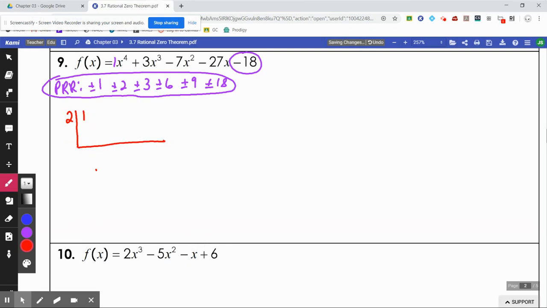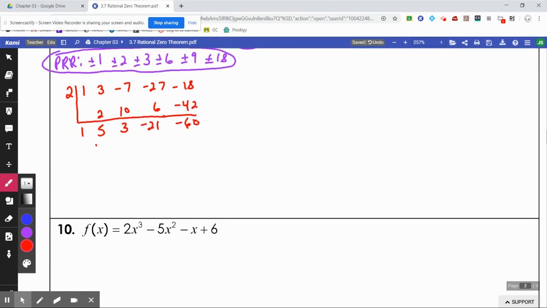My coefficients are 1, 3, -7, -27, and -18. Bring it down, multiply, add, multiply, add, multiply: -21, -42, -60. Nowhere near. My remainder tells me that f of 2 would be -60.